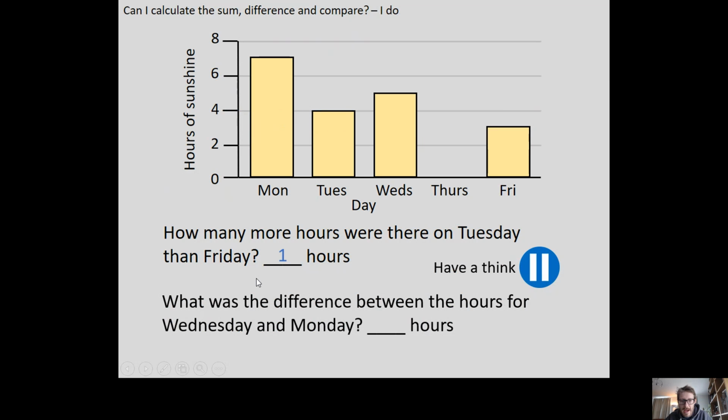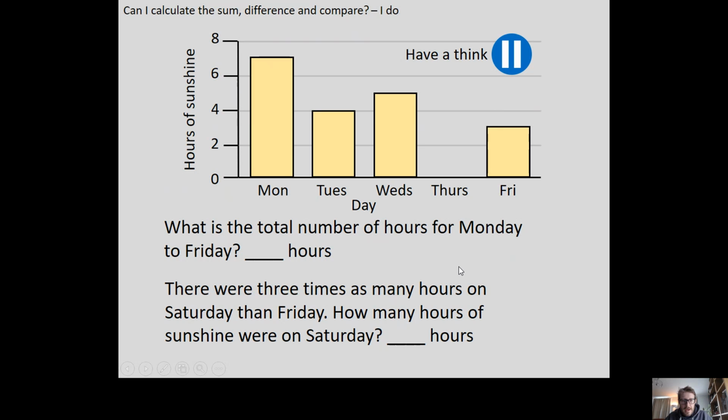What was the difference between the hours for Wednesday and Monday? So this time it's asking the same question, but different days, and just asking it in a different way. You're going to have to do exactly the same thing. This really was asking the difference. This is also asking the difference, but it's a little bit more explicit. So Monday, it had 7. Wednesday, it had 5. So the difference between those would be this calculation here. What is that? That is 2 hours.